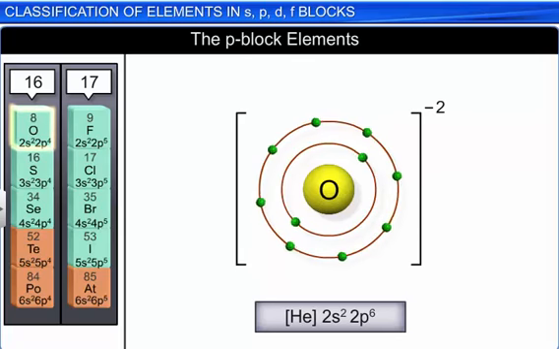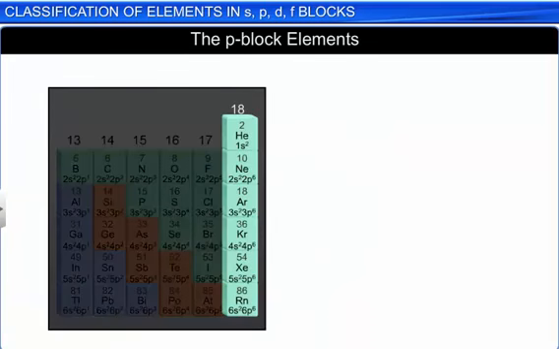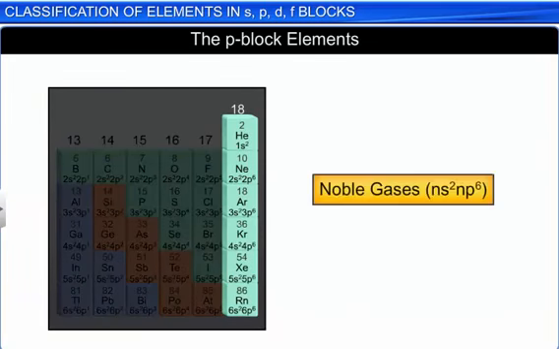The group 18 elements having the electronic configuration ns2 np6 are called the noble or inert gases. All of them exist as monoatomic gases.